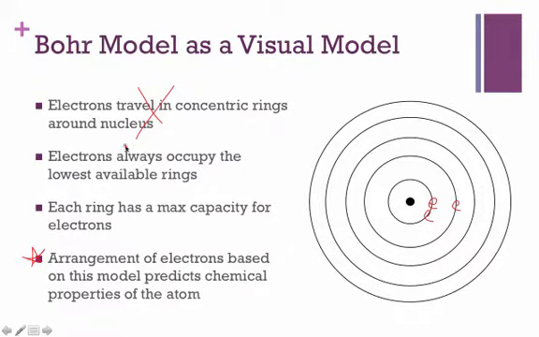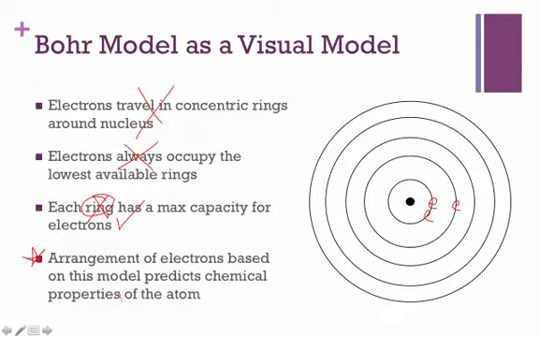Secondly, electrons do not always occupy the lowest available ring. They can move from ring to ring based on being expelled or being exposed to outside sources of energy. Each ring does indeed have a maximum capacity, but what we'll learn about later in this chapter is that the rings themselves are not the right way to think about it.